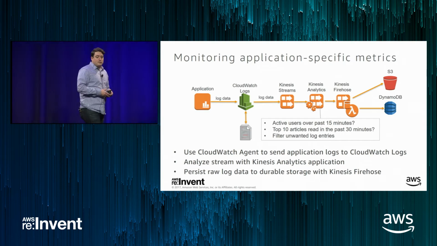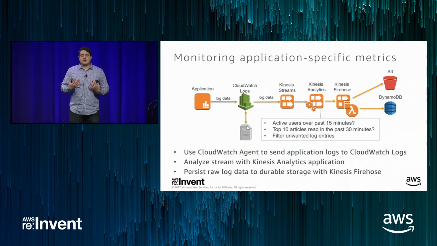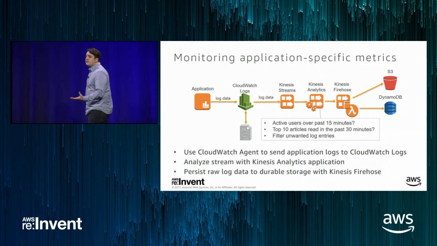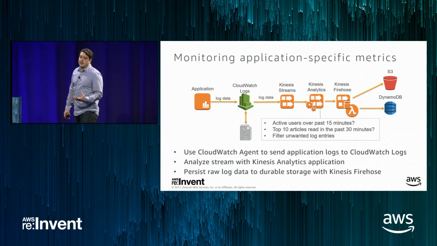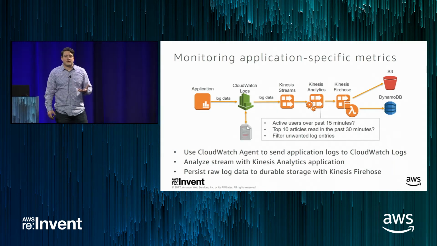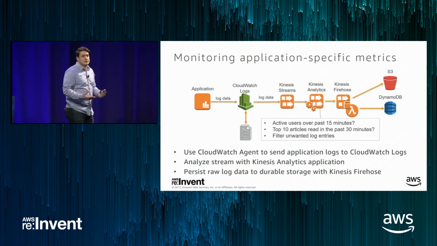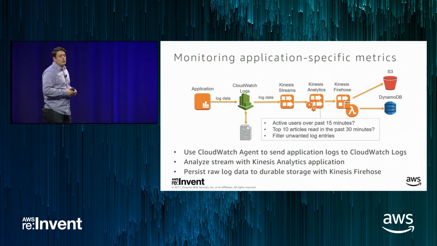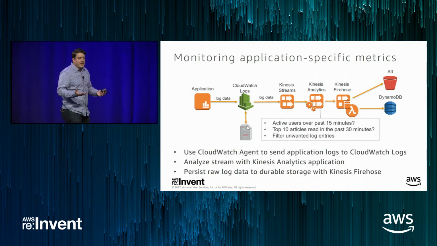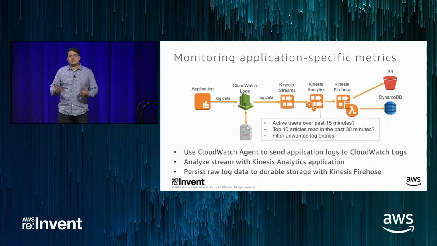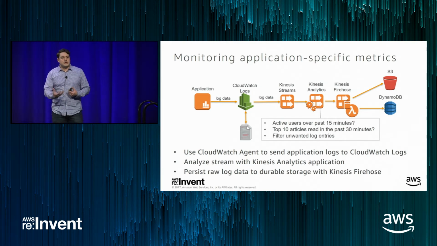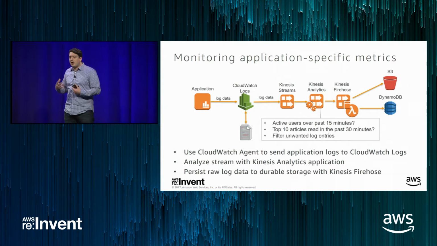The other thing you can do with the Kinesis Stream is do the type of more advanced analysis that I was mentioning earlier. So off of a Kinesis Stream, you can do things like, how many active users have I had over the past 15 minutes? Am I having a surge of user behavior? What are the top 10 articles read in the past 30 minutes? So if you have a website, or what is my top page on my mobile app? So very interesting things, not only just operational metrics, but also product and user metrics.